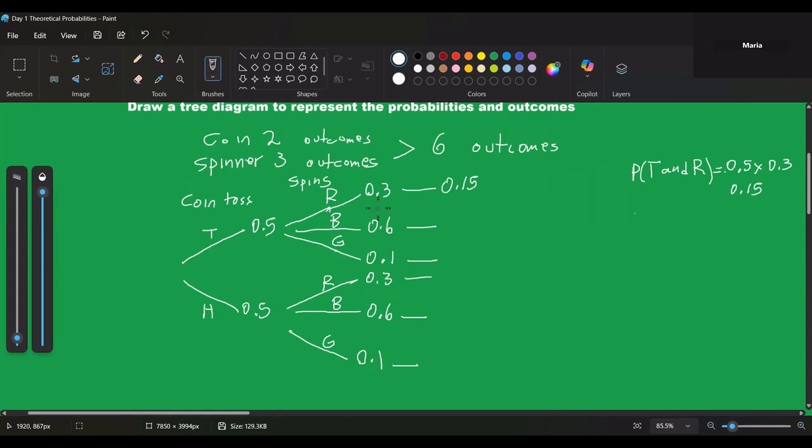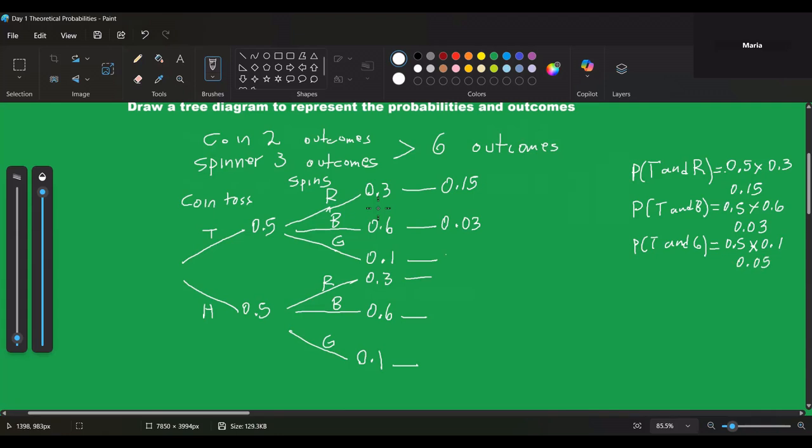The same thing will happen with the probability of tail and blue. Not the same value, but 0.5 times 0.6. I believe it should be 0.30. And then finally, on this side of the tail, the probability of getting a tail and landing on green is 0.5 multiplied by 0.1. So this is 0.05, right?